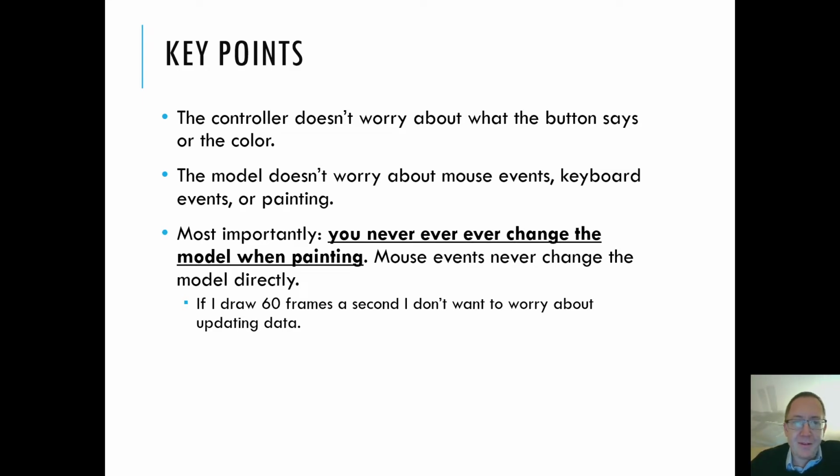I was wondering why that was the case, right? It doesn't care how many times a second the paint event is called. It doesn't care if you're showing this thing at 60 times a second or 30 times a second. It doesn't change the model. And one of the big rules I want to make sure that we're very clear on, you never, ever, ever change the model while painting.